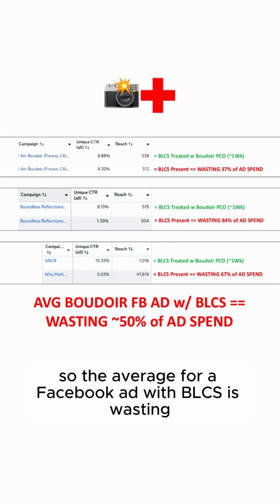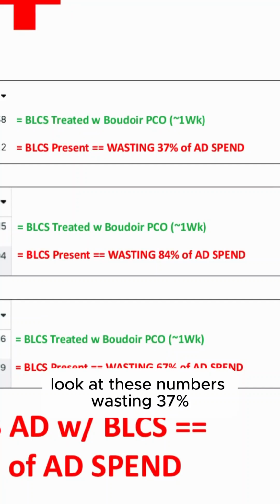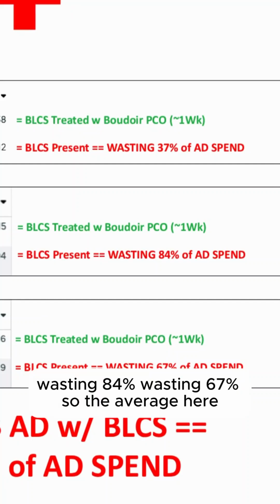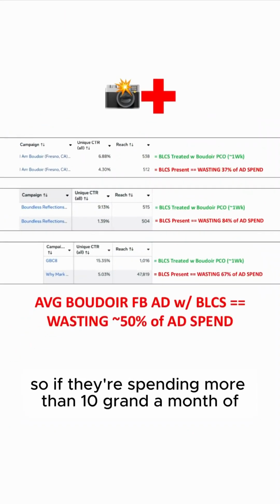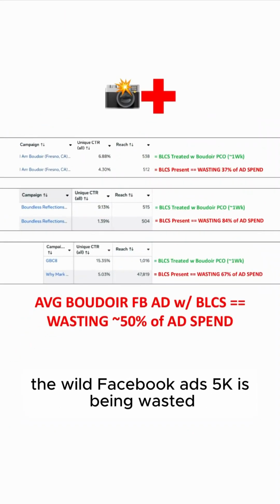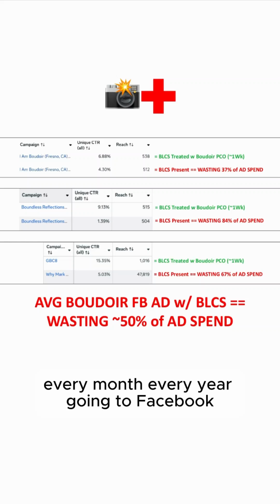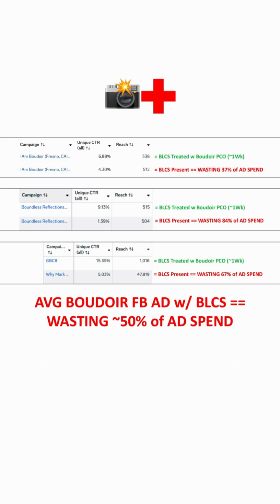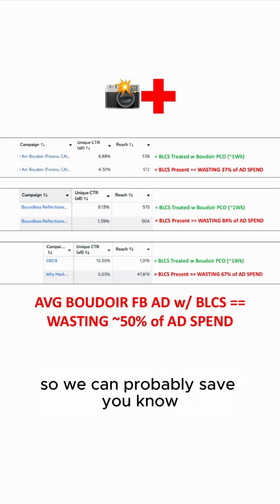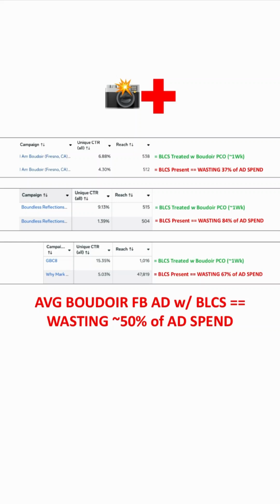So the average Boudoir Facebook ad with BLCS is wasting about 50% of ad spend. I mean, look at these numbers: wasting 37%, wasting 84%, wasting 67%. So the average here, whatever these numbers are, is somewhere between 50 to 60%. So if they're spending more than 10 grand a month on Boudoir Facebook ads, 5K is being wasted, approximately every day, every month, every year, literally going to Facebook and giving us nothing, guaranteed. So we can probably save 5K a month or approximately 60K over the next year.